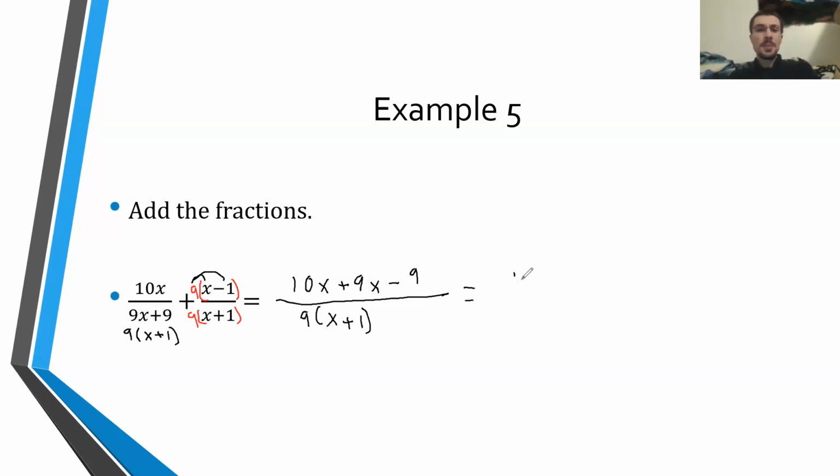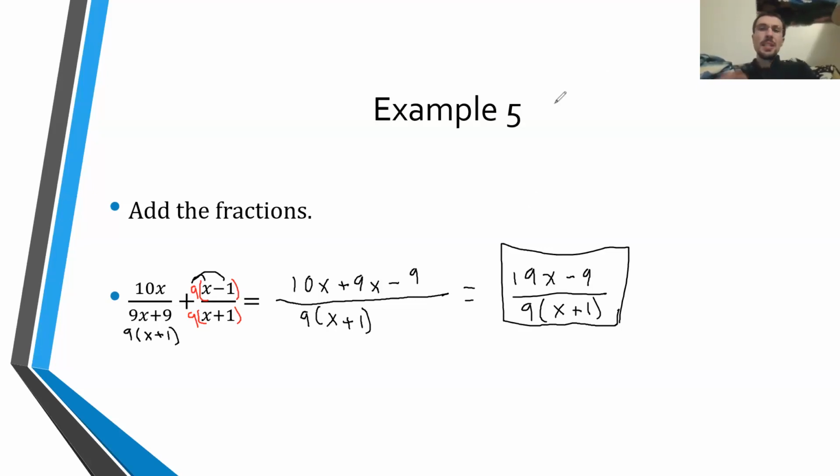Combine like terms to get 19x minus 9 in the numerator, and 9 parentheses x plus 1 in the denominator. Nothing factors, nothing cancels, we are done. In the next video, we're going to have some examples where we can factor and cancel as the last step.